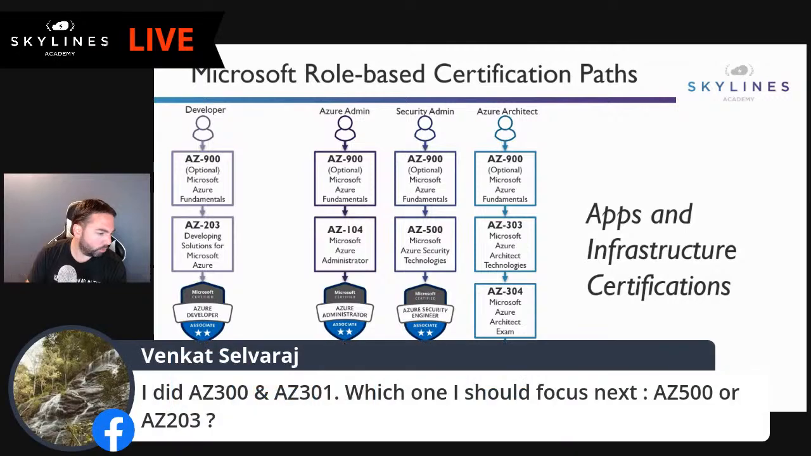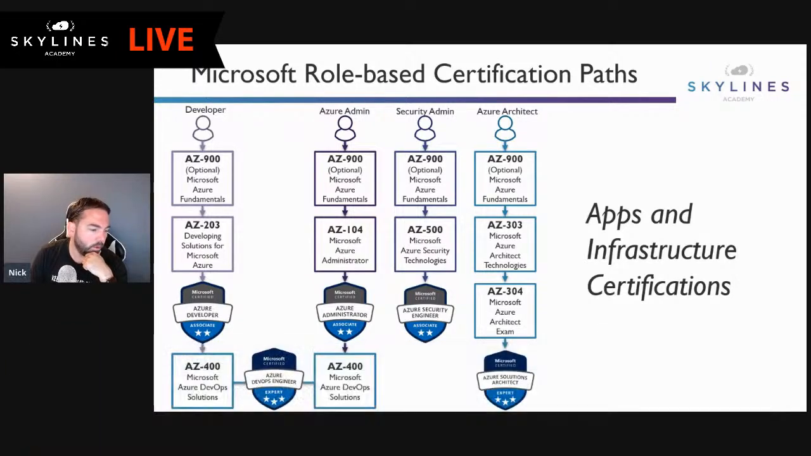I did 300, 301. Oh, you did 300, 301. It really depends on your role. I mean, you don't have to go on to another one. AZ 500, you probably have covered everything in 300, 301. But if you want the security badge, that's good. Or AZ 203, if you want to go more after the developer mindset, that's where I would focus there. And I think that is all of them.